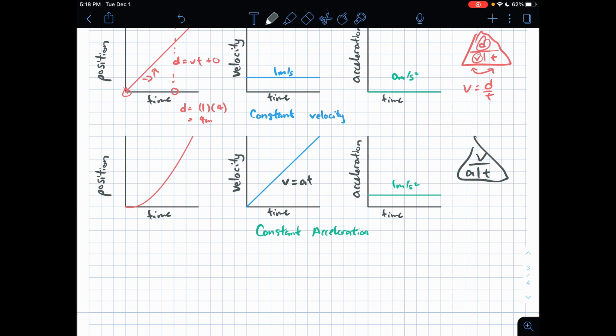Well, we are going to get into that next time, where we go over more equations and how to apply kinematic equations into word problems.